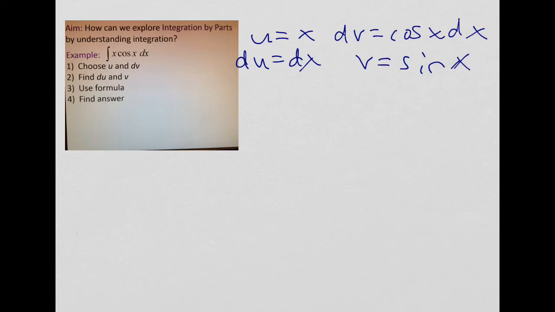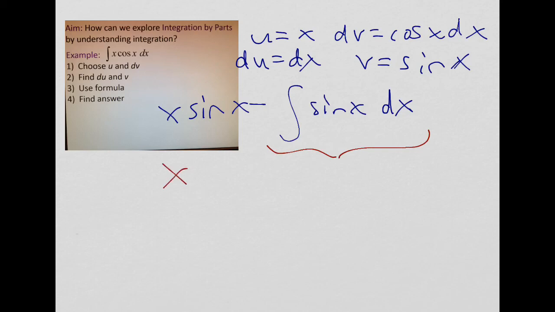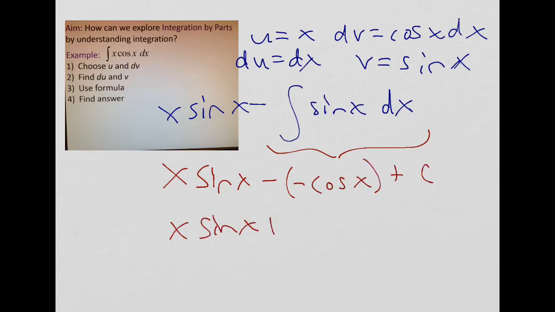And so with this being said, if we apply uv minus the integral of v du, and du is dx, we can see how it falls naturally. We can take the integral here. And the integral of that is going to be negative cosine of x plus c. So this becomes our final answer.